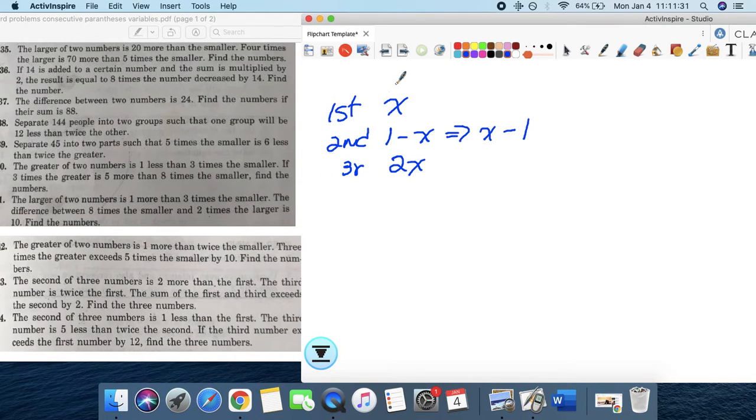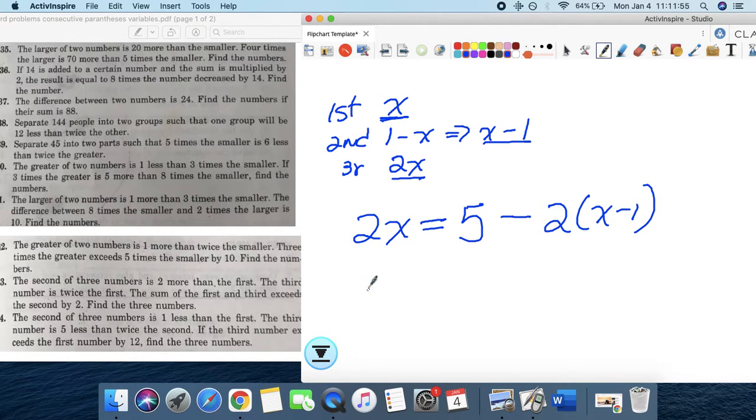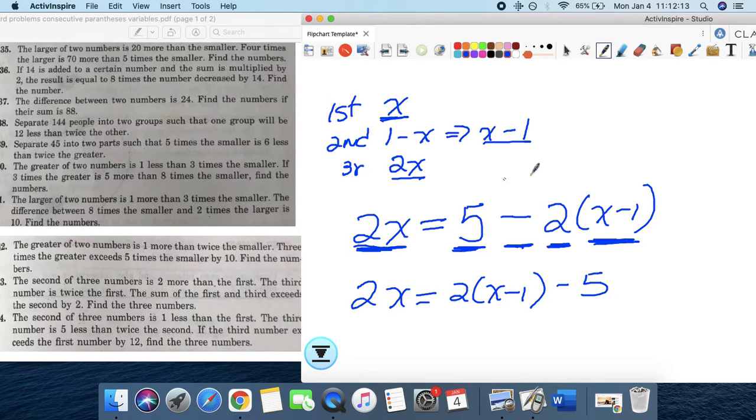All right, so here are the numbers. Underline this, this, and this. Let's set up our equation. So the third number, which is 2x, is 5 less than 2 times the second. Okay, so the third number is 5 less than 2 times the second number. Okay, so adjustment, yes. 2x minus 1 is going to come on this side, and minus 5 goes, these two switch places.